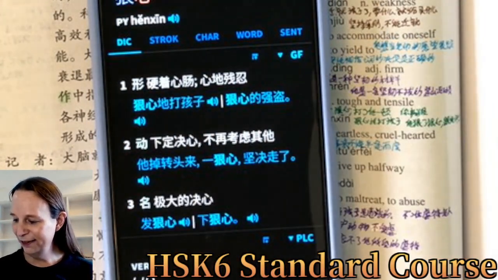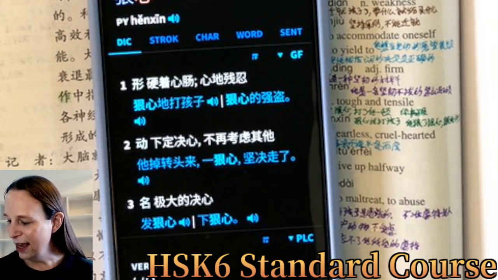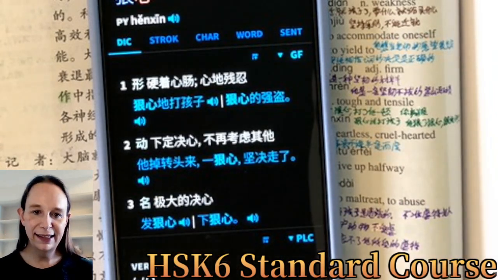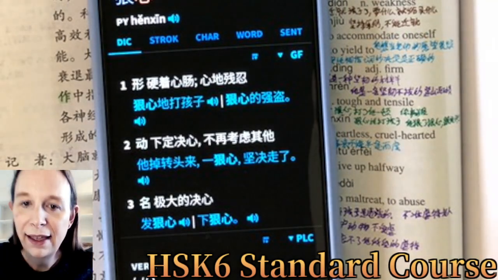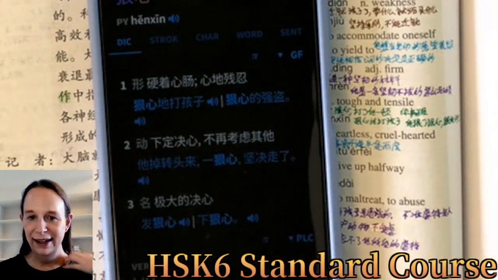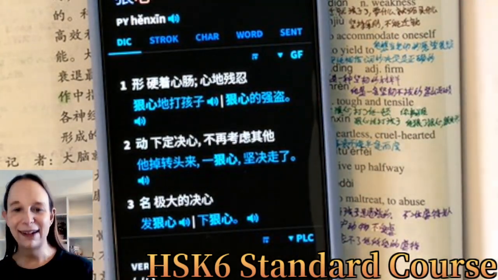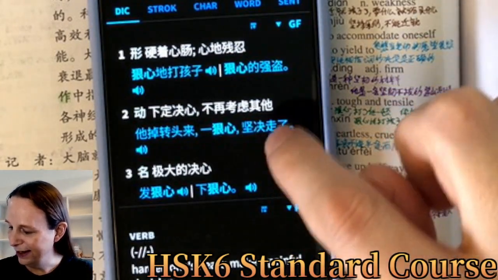But adjective, verb, noun. All right. 硬着心肠，心地残忍. Yeah. Oh, okay. 狠心的打孩子. Yeah. All right. That's not a good phrase. 狠心的强盗. 强盗 is a pirate. 狠心的强盗, it's like a heartless pirate or something like this. This one is a verb.